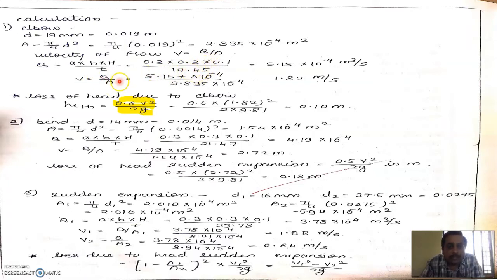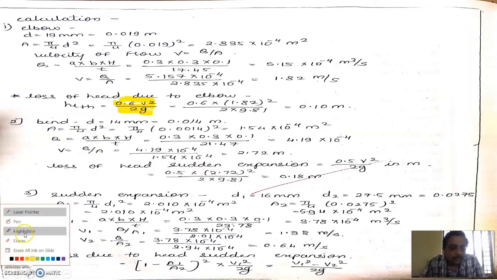So when you have Q by A, you will have a velocity. That velocity has been written over here. So 0.6 into 1.8 square divided by 2 into 9.81. So you got the loss coefficient as 0.1 meter.